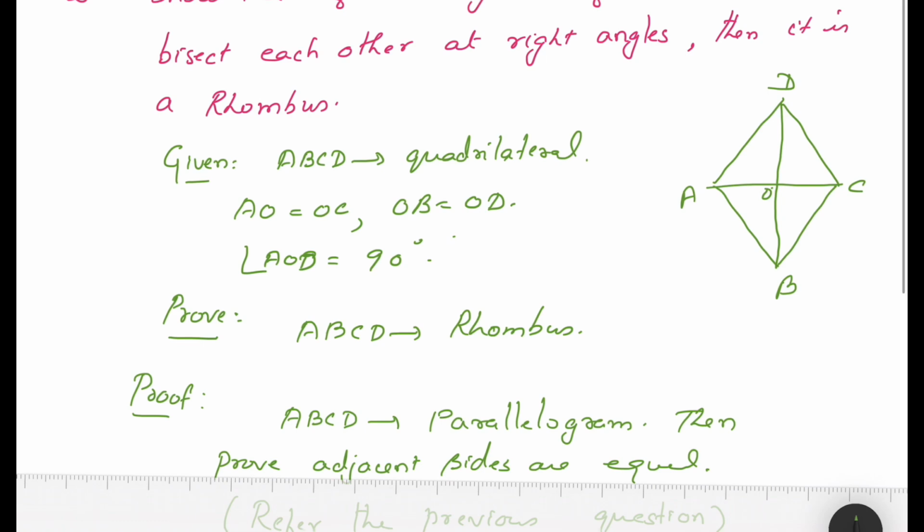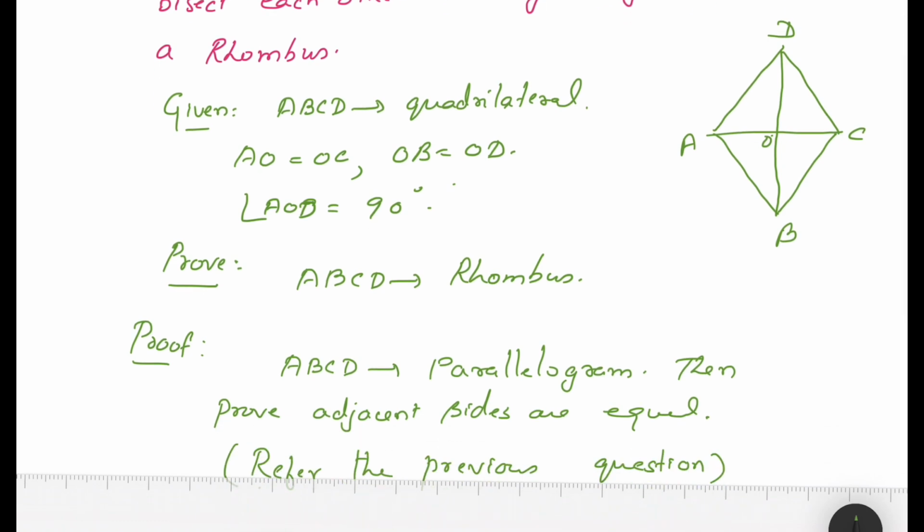So, you will prove ABCD is a parallelogram. According to the question, if it is a 4-mark question, you prove ABCD is a parallelogram using the congruence method. If it is a 3-mark question, you can simply write that since the diagonals bisect each other, it is a parallelogram. And then you have to prove the adjacent sides are equal for the parallelogram to be a rhombus.